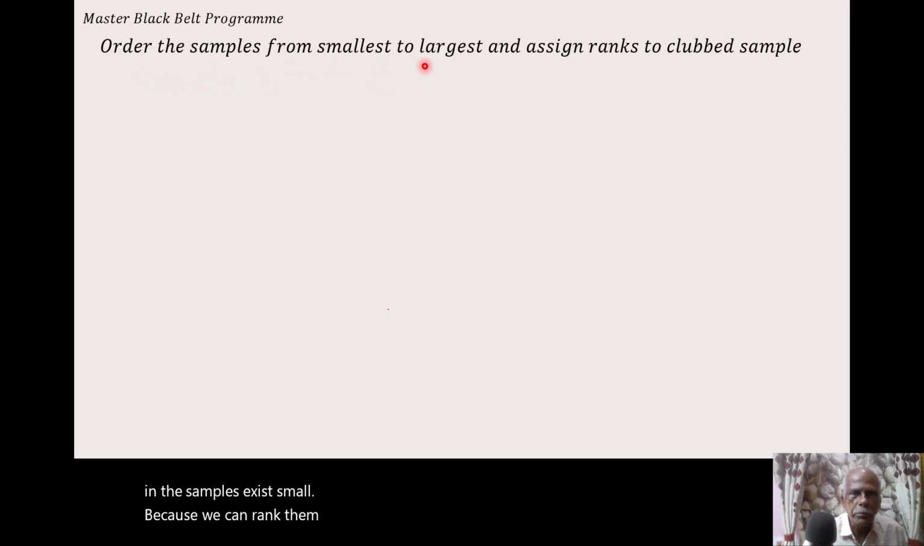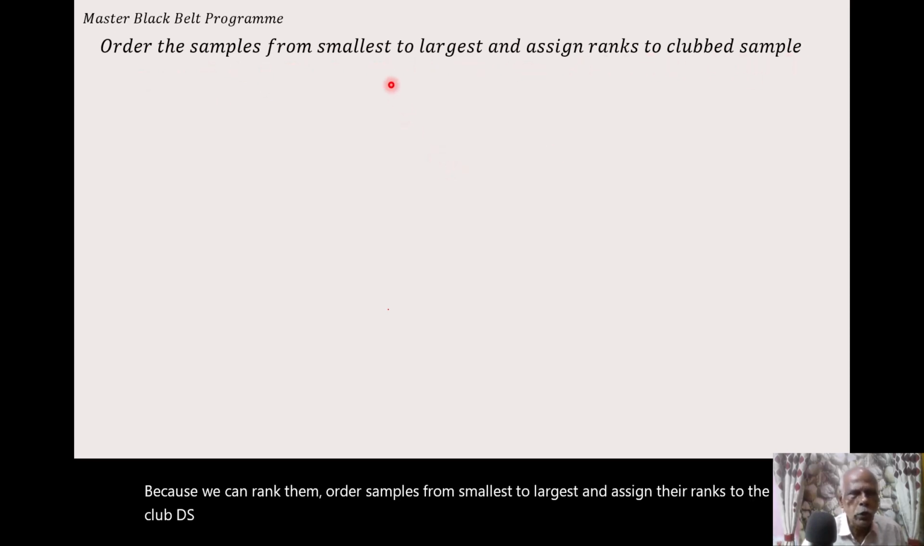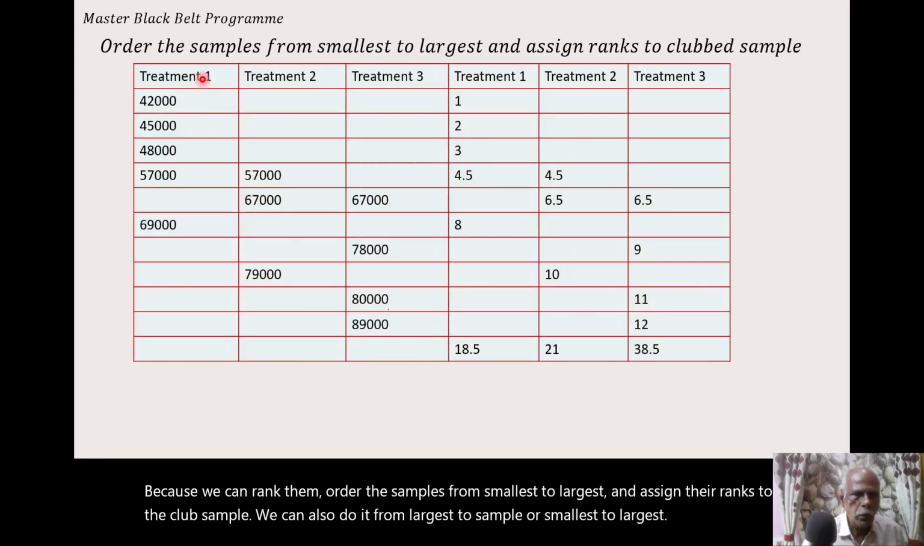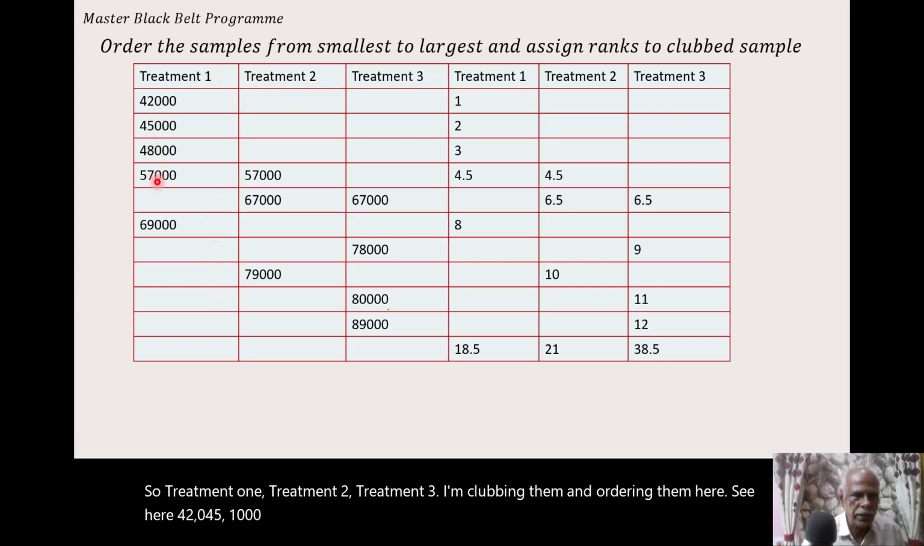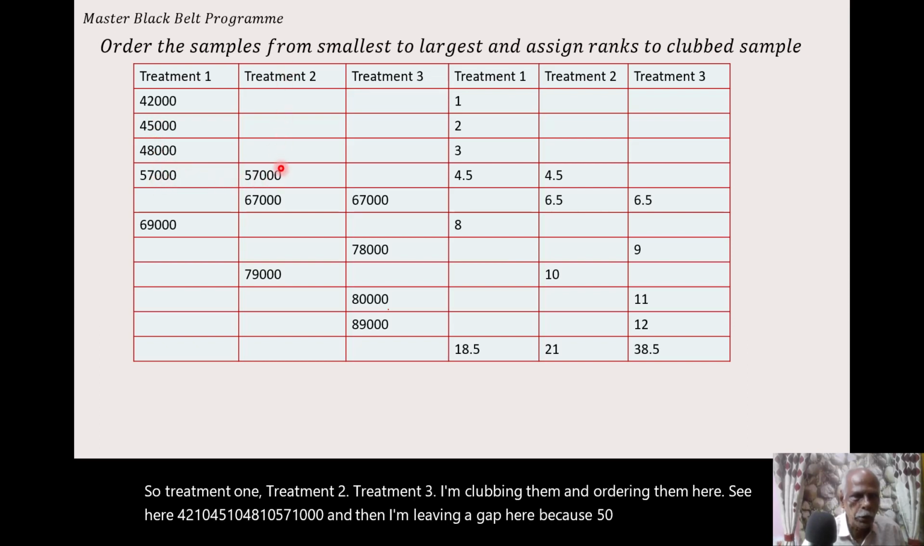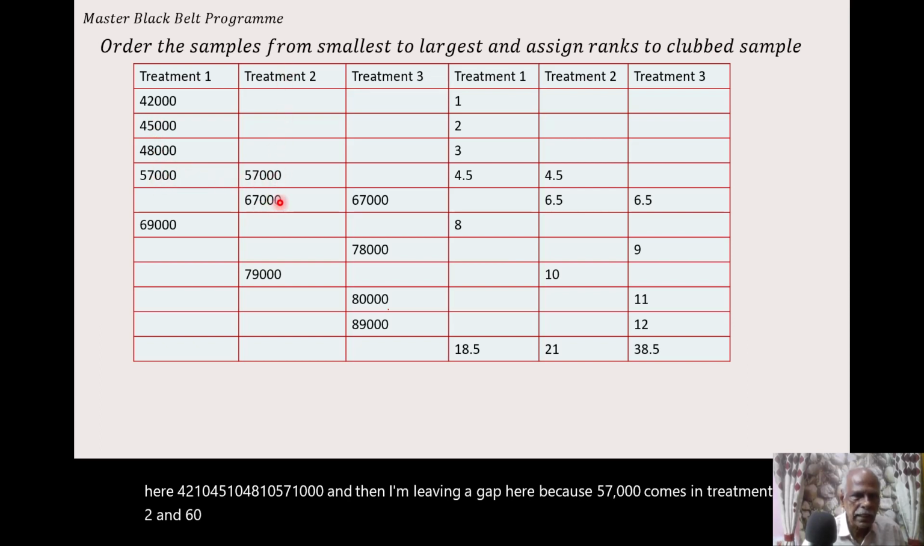Order the samples from smallest to largest and assign the ranks to the clubbed sample. We can also do it from largest to smallest or smallest to largest. So treatment 1, treatment 2, treatment 3, I am clubbing them and ordering them here. See here 42,000, 45,000, 48,000, 57,000, and then I am leaving a gap here because 57,000 comes in treatment 2 and 67,000 is next, and then only comes 69,000 given under treatment 1. That is why we call it clubbing them and then putting them in ascending order.